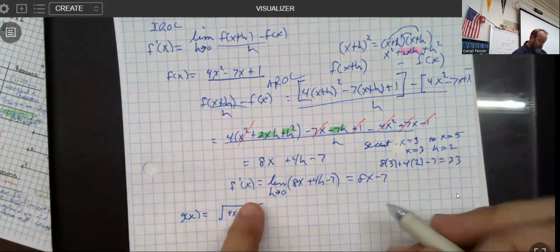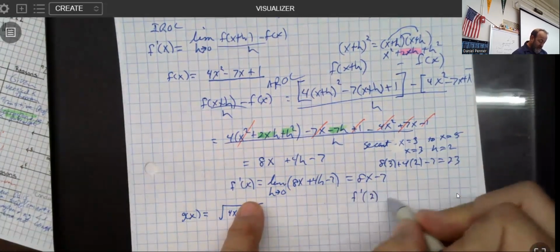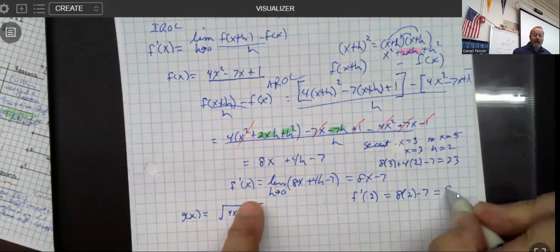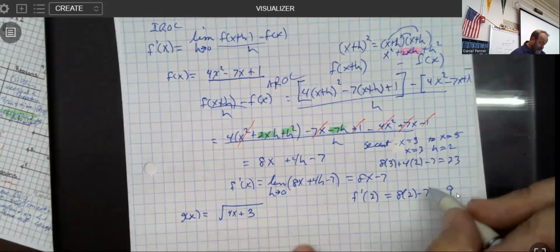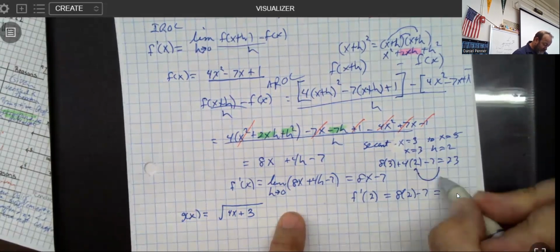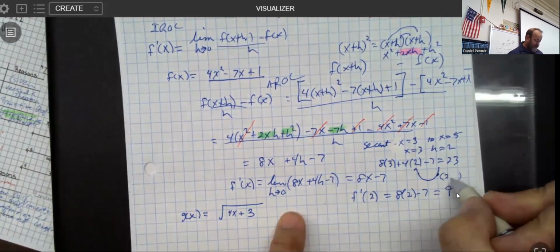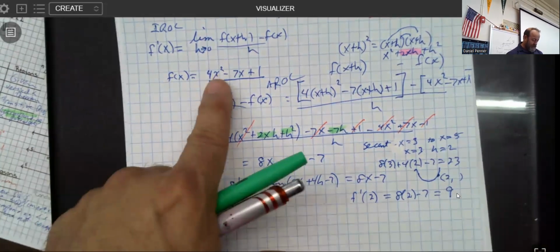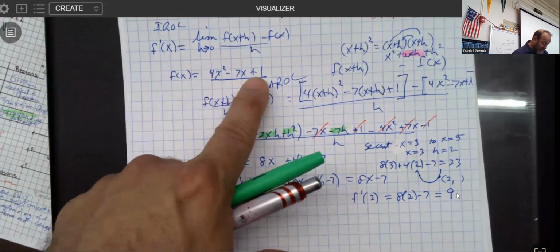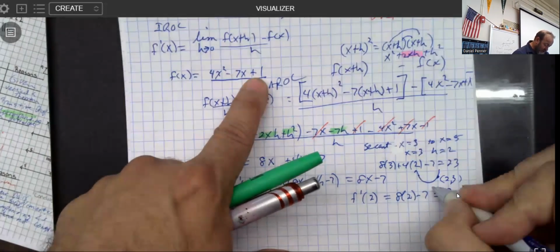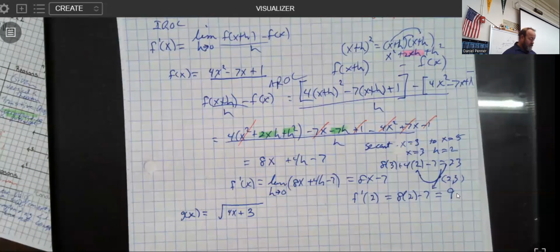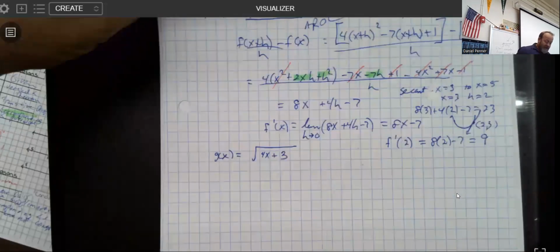But see here, I could say, what is f prime of, let's say, 2? And that would be 8 times 2 minus 7, which is 16 minus 7, or 9. And that means that on this particular graph, this parabola, if I came over here and found the location 2 comma whatever f of 2 is, that would be 16 minus 14 is 2 plus 1 is 3. At 2 comma 3, the slope of this line right here would be a steepness level of 9 at that tangent value. Okay. So that's kind of how it works.